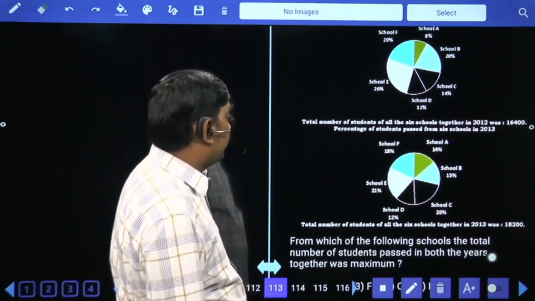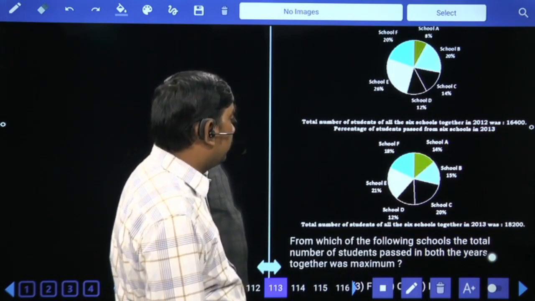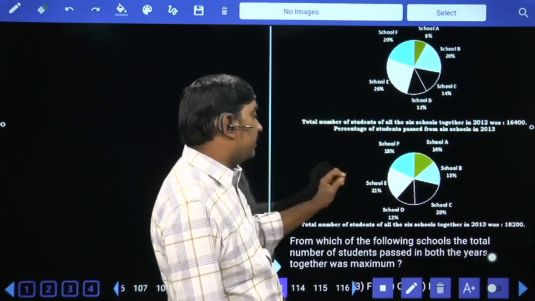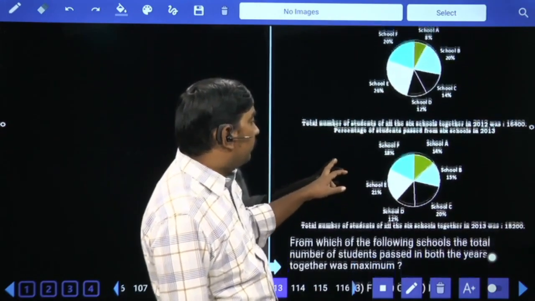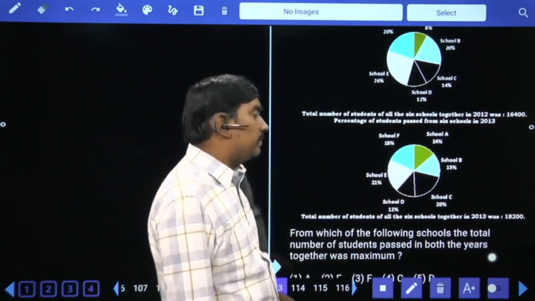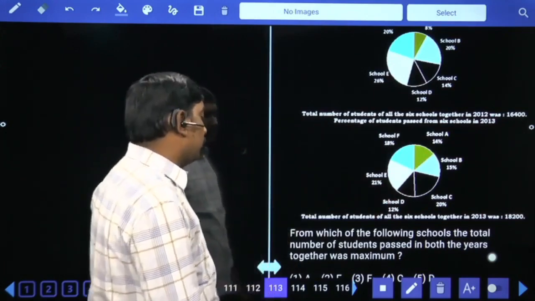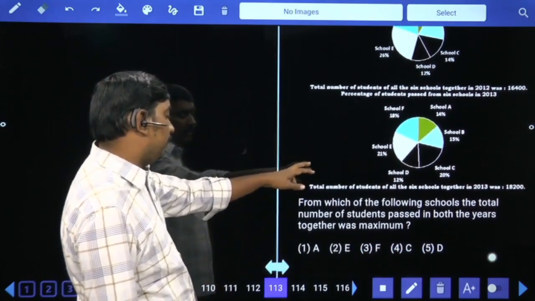School E is 26% in one chart and 21% in the other, so obviously school E is maximum. Because in the first diagram school E is maximum, and in the second diagram also school E is maximum. So in both years together, the maximum students passed are from school E.